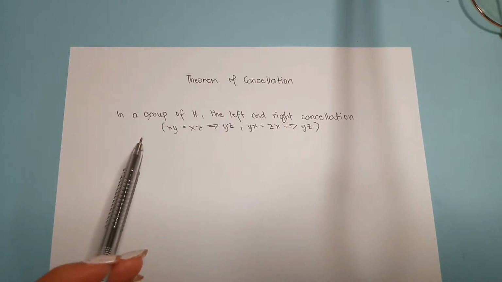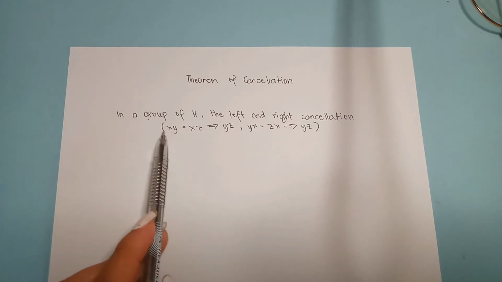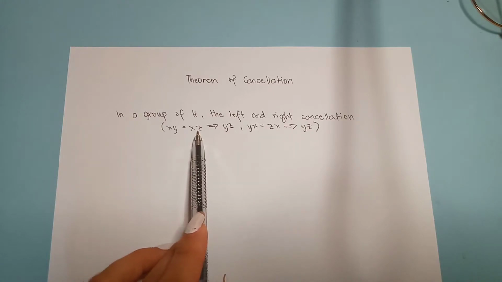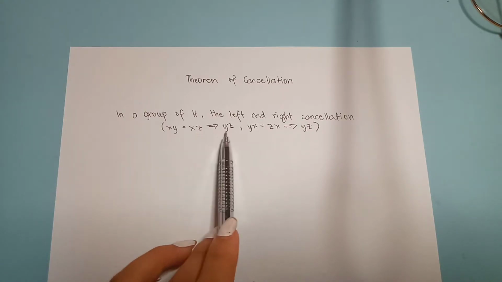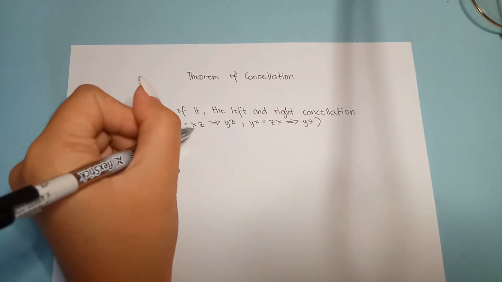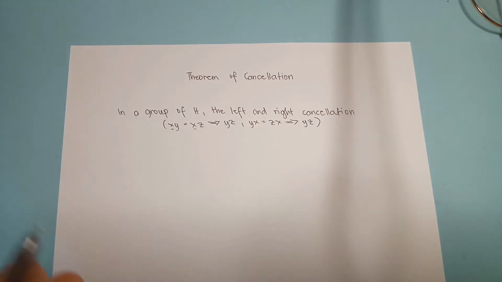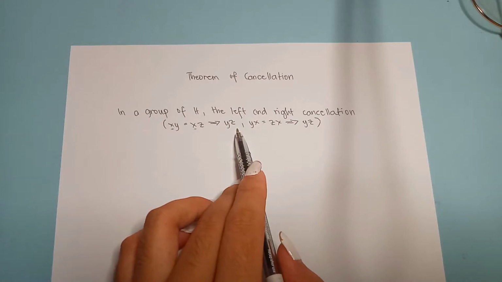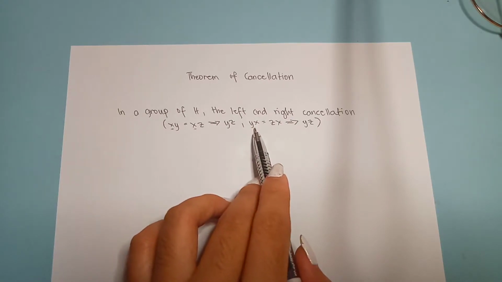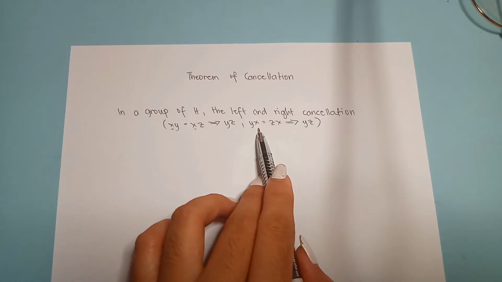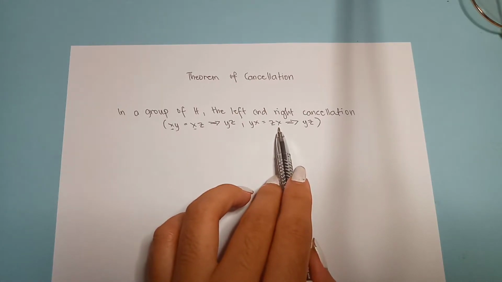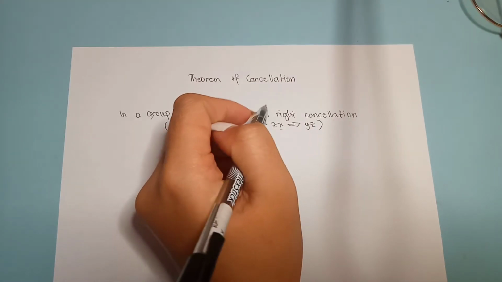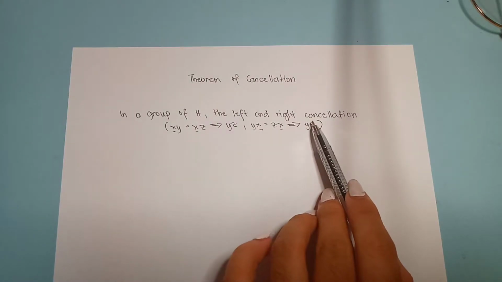What that means is that if I have x times y is equal to x times z, I can just cancel the x on the left side and get y is equal to z. Vice versa, if I have y times x is equal to z times x, I can cancel the x on the right side and get y is equal to z.